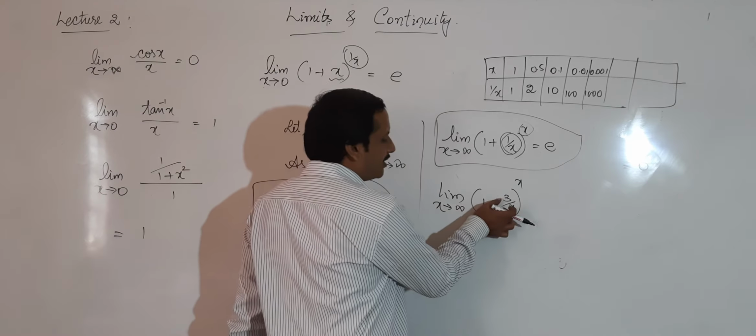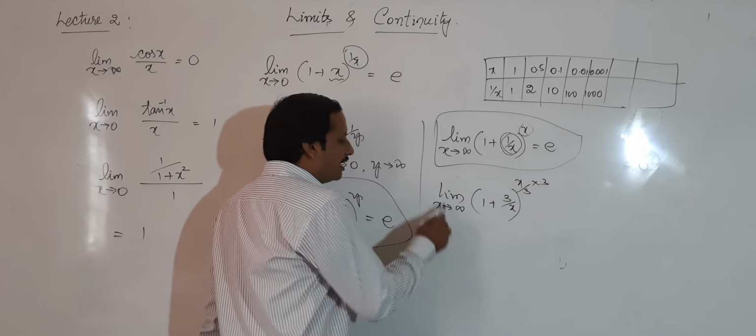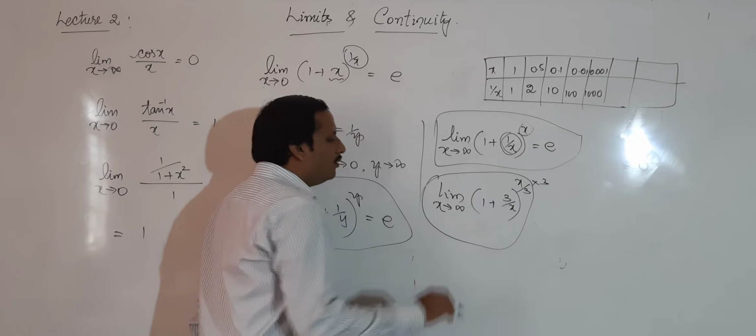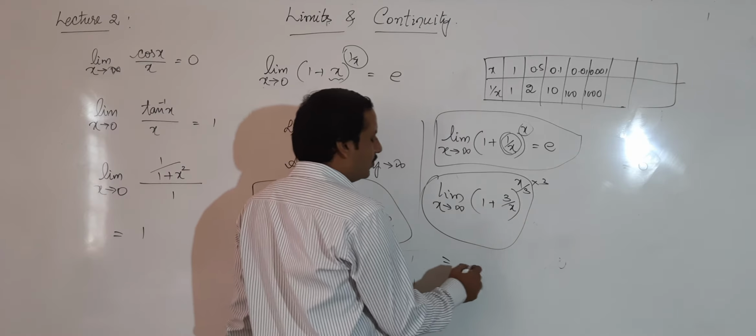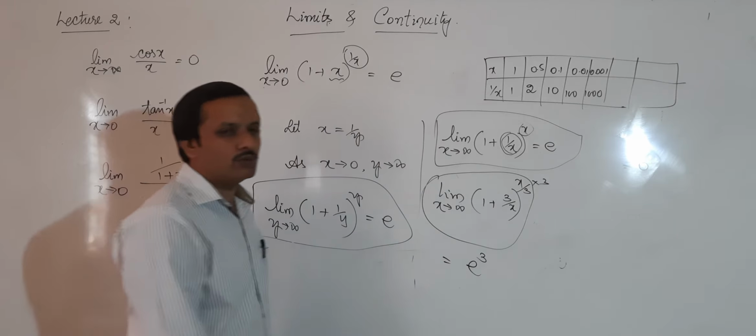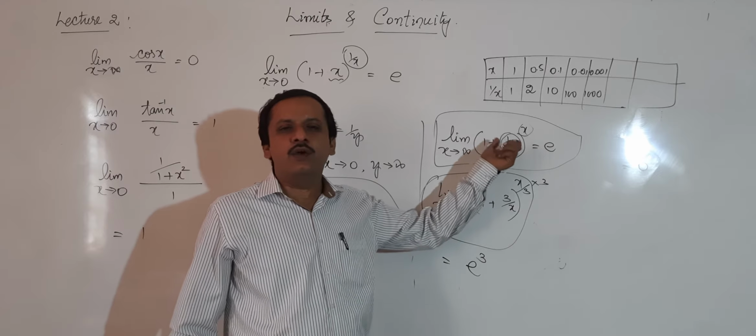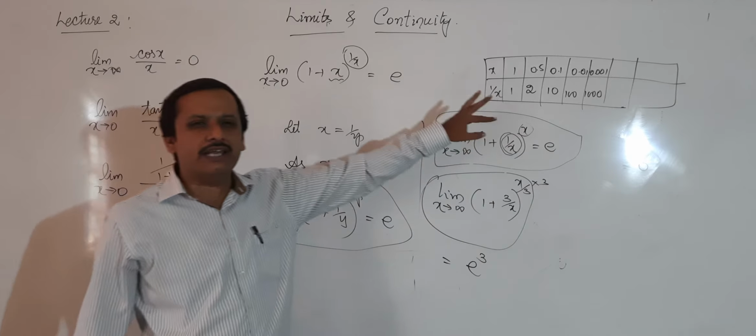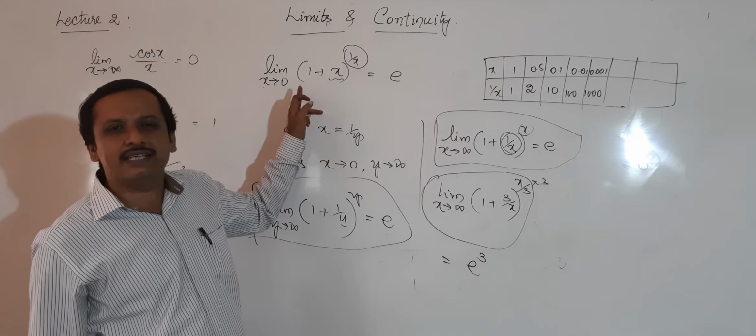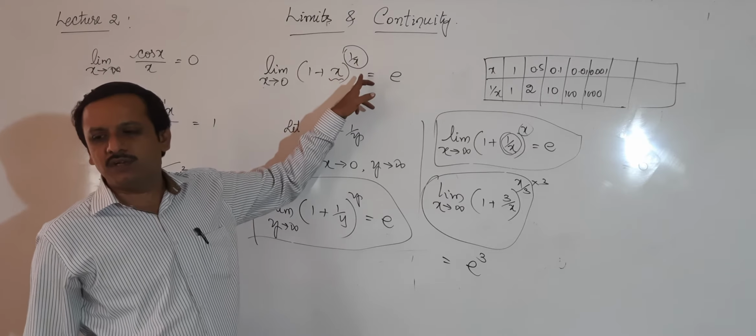In the power here 3 by x is there, so this power should be x by 3. You multiply and divide by 3. Now as x tends to infinity, (1 plus 3 by x) to the power x by 3 will become e, and so the answer will become e cube. Okay, so you have to remember this formula. Limit x tends to infinity, (1 plus 1 by x) whole power x is equal to e, or another version of the same formula, limit x tends to 0, (1 plus x) to the power 1 by x is equal to e.